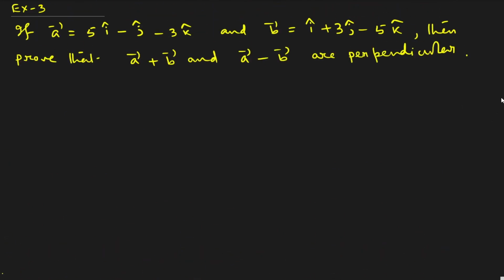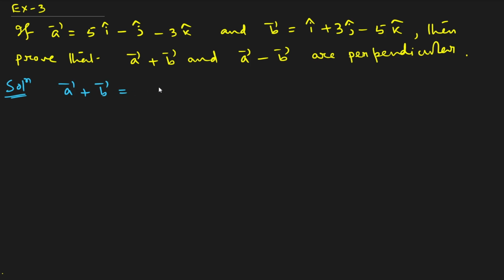Okay, now let us come to problem number 3. A bar is given, b bar is given, and we have to prove that a bar plus b bar and a bar minus b bar are perpendicular. You remember that we have one property, right? When two vectors are perpendicular, their dot product is 0. So before that, let us find a bar plus b bar.